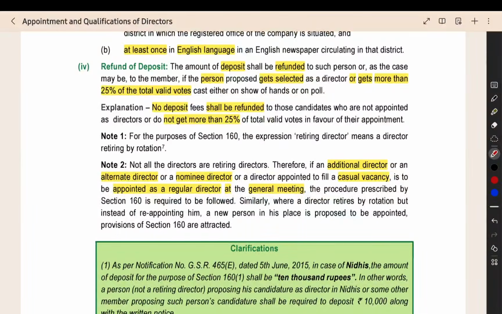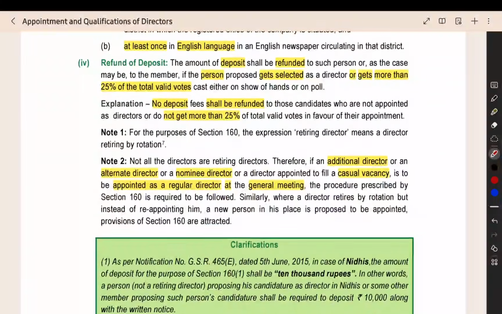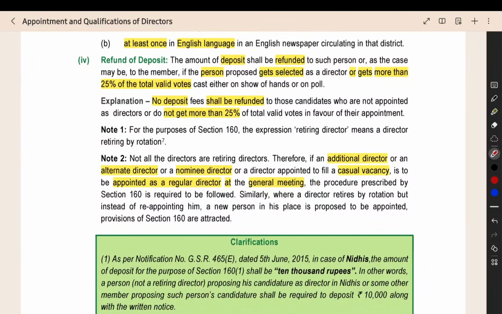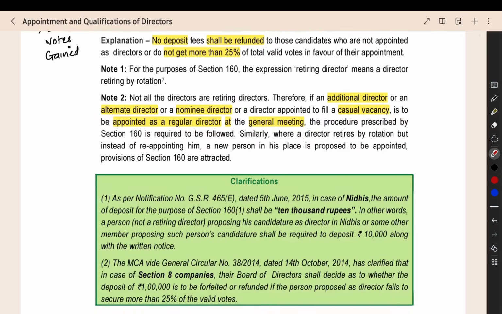After that, refund of the deposit. Now, if a director gets selected, then the 1 lakh deposit they paid earlier will be refunded to the director. And if they do not get selected, but they get more than 25 percent of the votes, then also the deposit amount will be refunded. Now, if you do not win and you do not even get 25 percent of the votes, then your deposit will be forfeited. It will not be given to you.